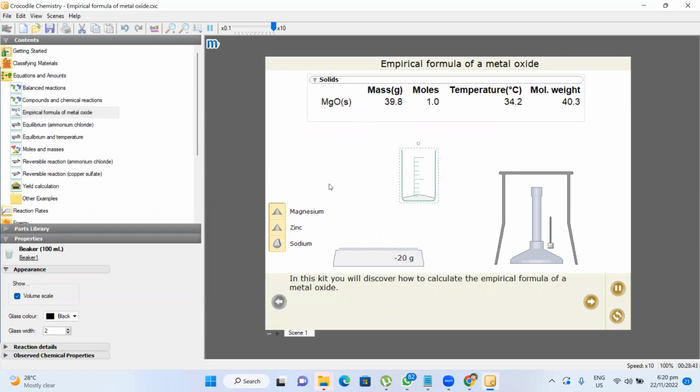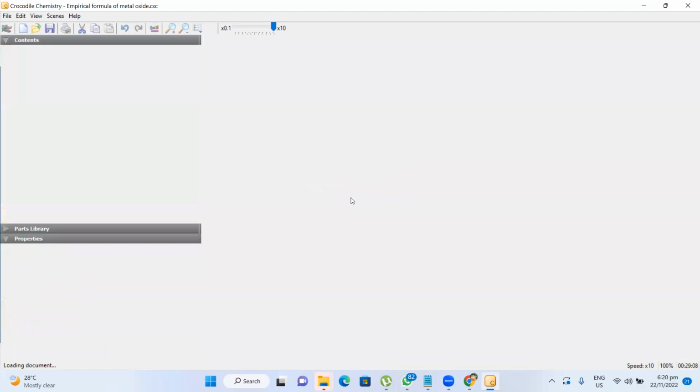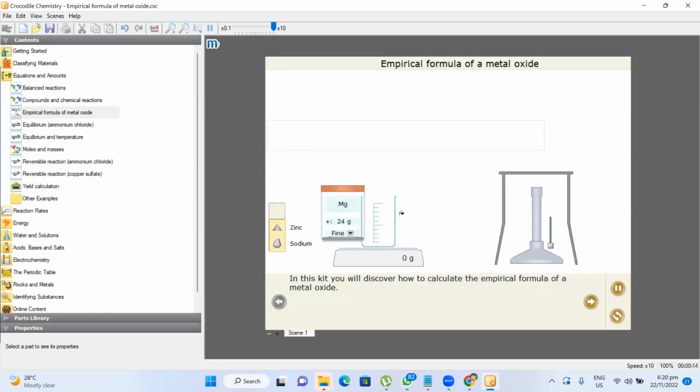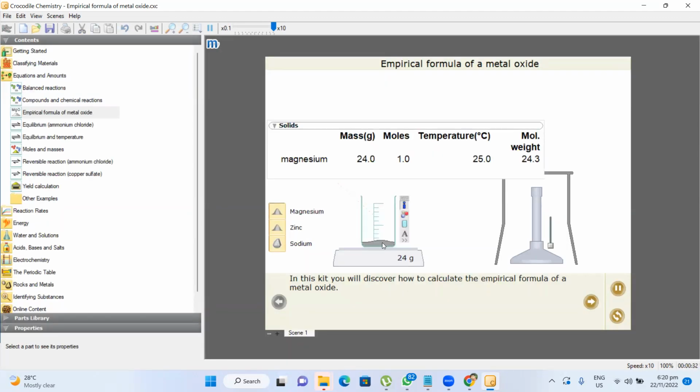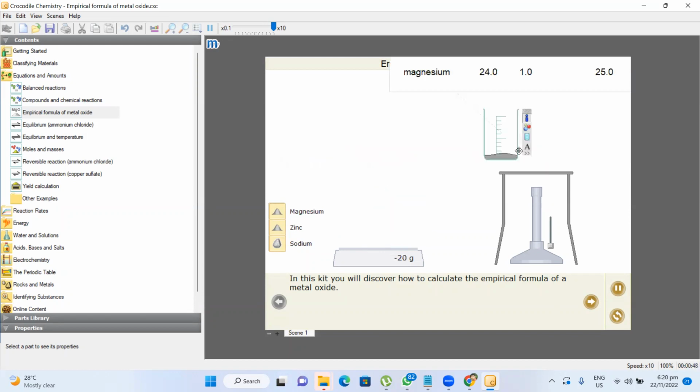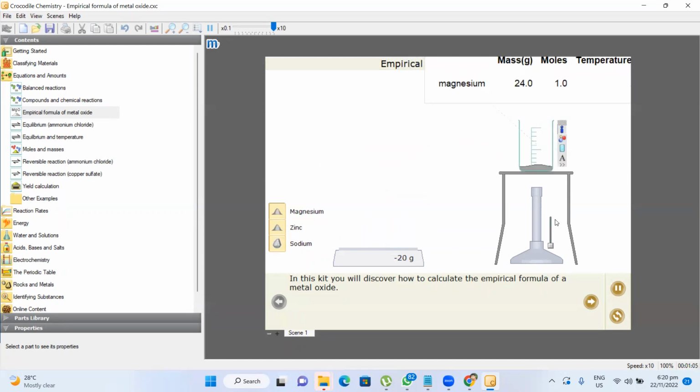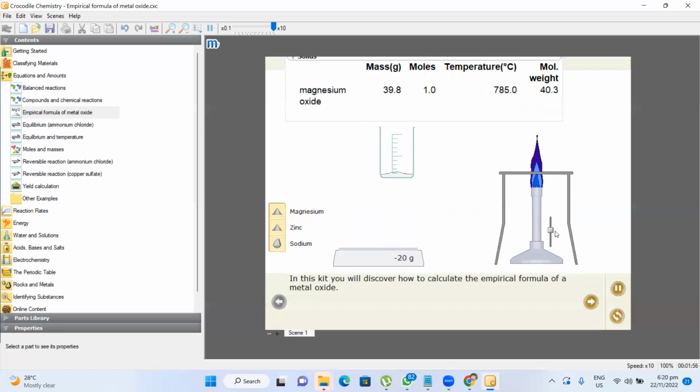Magnesium. When you take magnesium at the initial setup, can you see? The color of magnesium is here. You can see it is ash color, gray color. But when you increase the temperature, magnesium oxide, you can see it is white color. The magnesium oxide is white color.